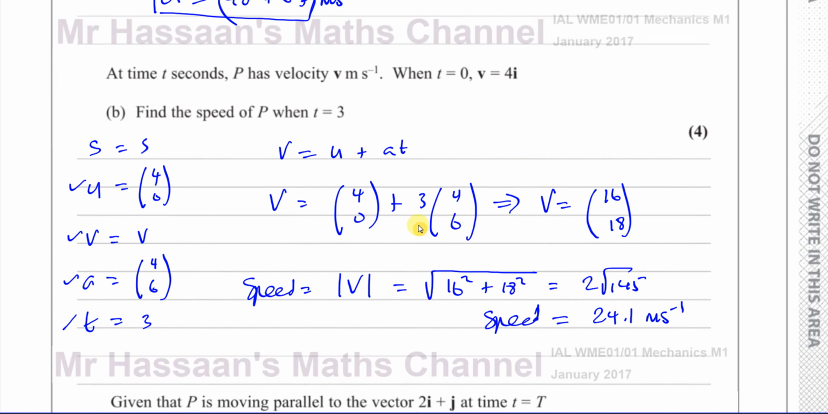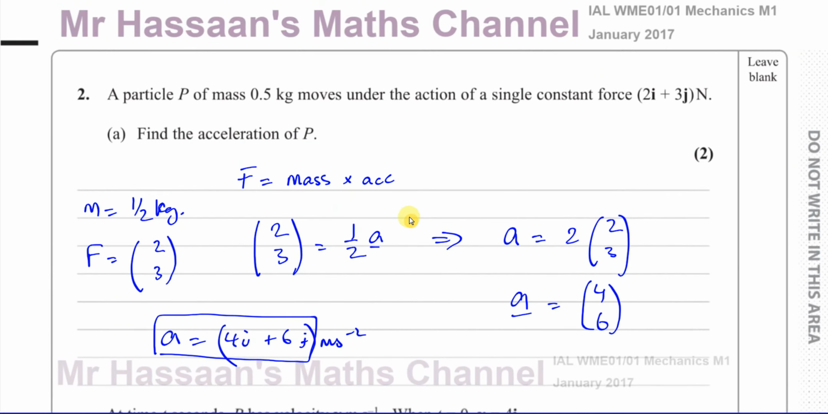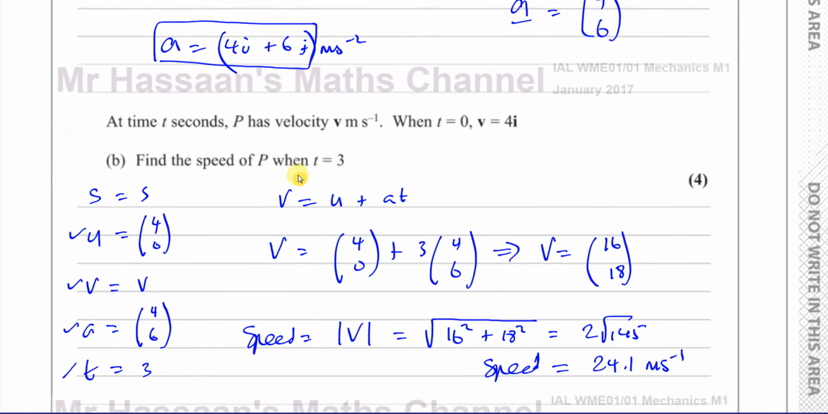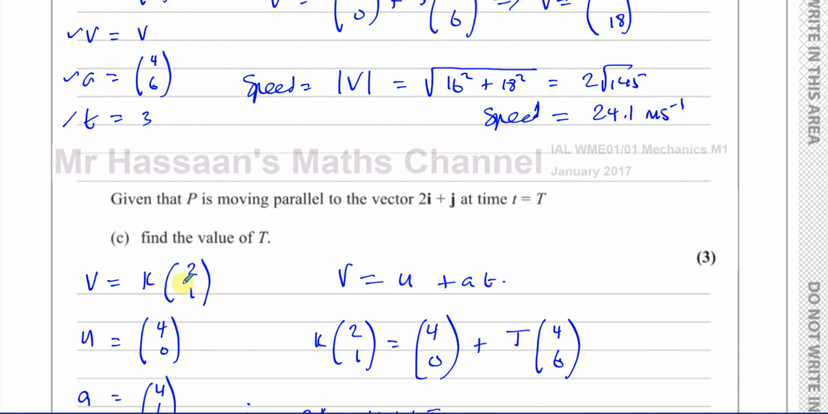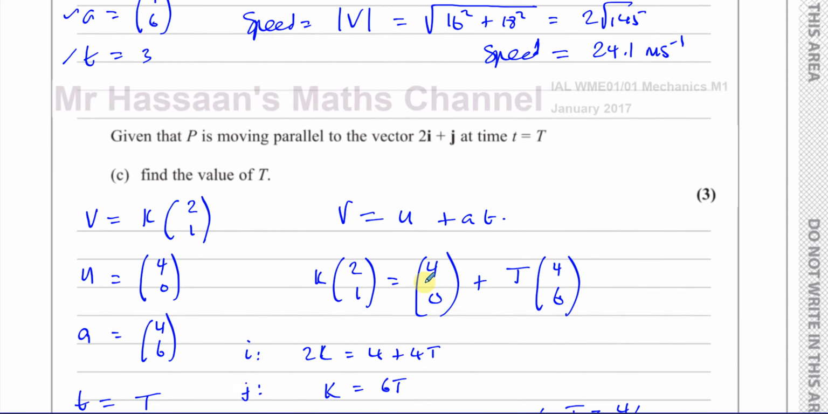Right, so this question is all about vectors, force equals mass times acceleration, and understanding that the magnitude of the velocity gives you the speed. Okay, and the last part here, understanding that when two vectors are parallel, they are multiples of each other. Okay, so there's the answer to this question.